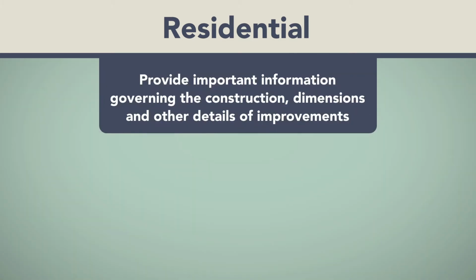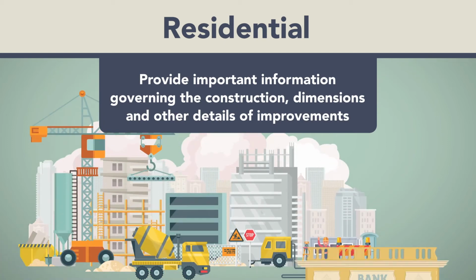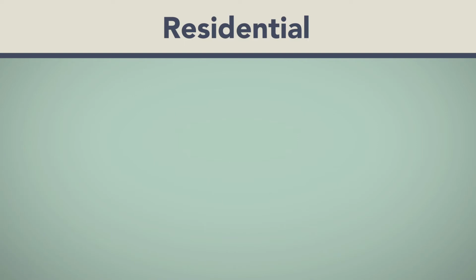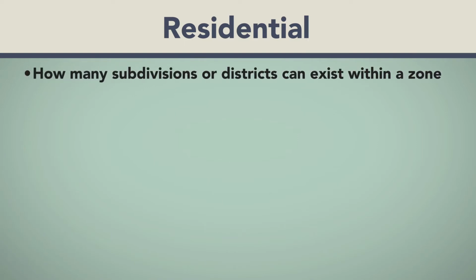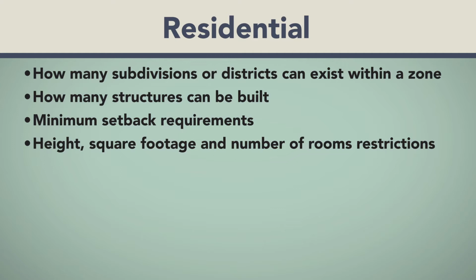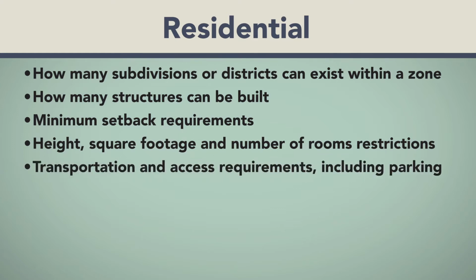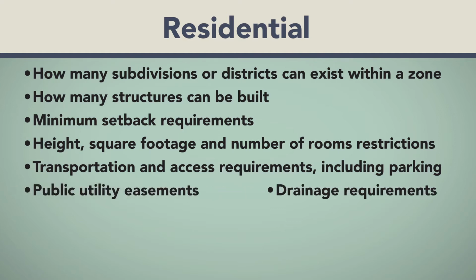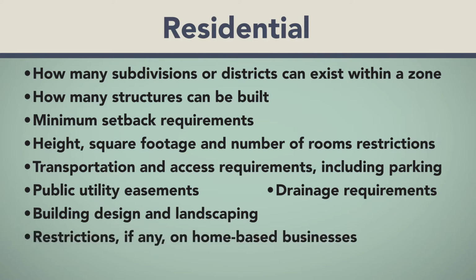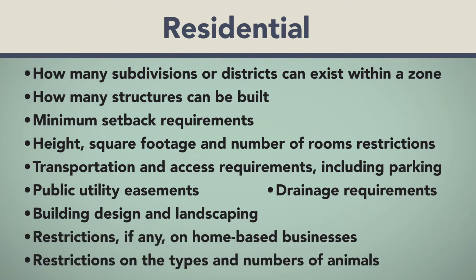Residential zoning laws also provide important information governing the construction, dimensions, and other details of improvements. Some of the particulars that residential zones consider include how many subdivisions or districts can exist within a zone, how many structures can be built, minimum setback requirements, height, square footage, and number of rooms restrictions, transportation and access requirements, including parking, drainage requirements, public utility easements, building design and landscaping, restrictions, if any, on home-based businesses, and restrictions on the types and numbers of animals that may be kept.